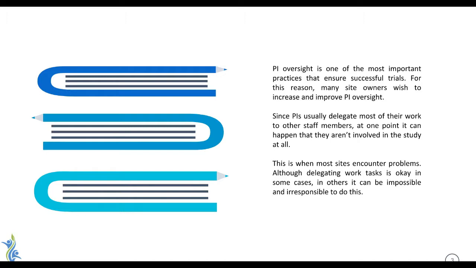PI oversight, especially over their staff, is one of the most important practices to ensure a successful trial that collects all the data necessary to make the trial successful and potentially go forward into the next phases. This is why many site owners that want to work with PIs want to help them improve the oversight. Since PIs delegate most of their work, at certain points you really have to talk to them and get them involved with the trials and really make them participate and work with the coordinators. Otherwise this can cause problems later down the line when significant issues do occur.